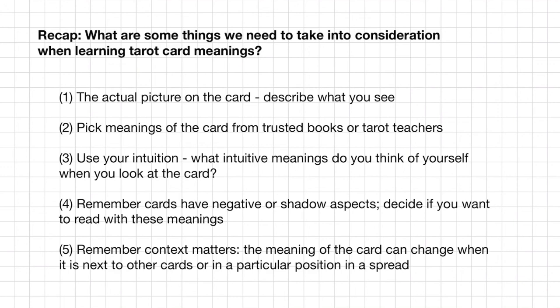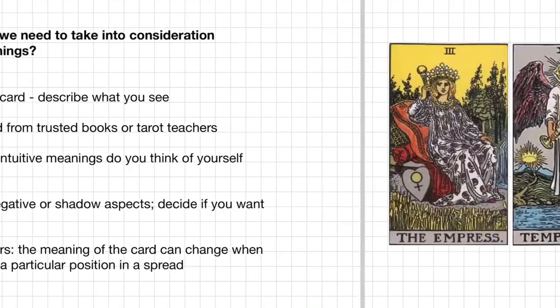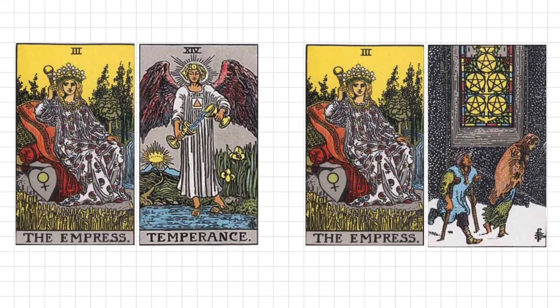Finally, remember that context is everything when you're learning the meanings of the cards. The context of the question, the context of other cards next to one another, and if you use spreads, the context of the spread you're using. Don't be afraid to sit with a tarot card and ask yourself questions like, how would this card's meaning change if it were next to the Temperance card, or the Five of Pentacles? And see if you feel there's a change in the card's basic meaning.